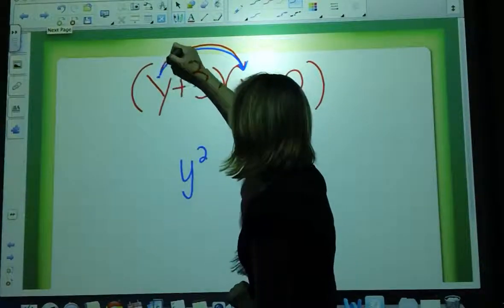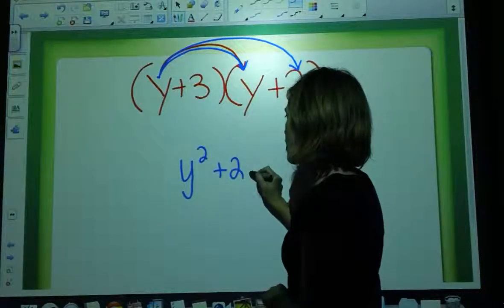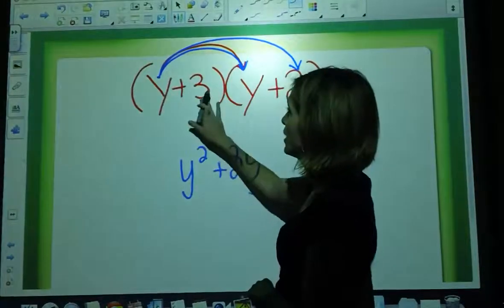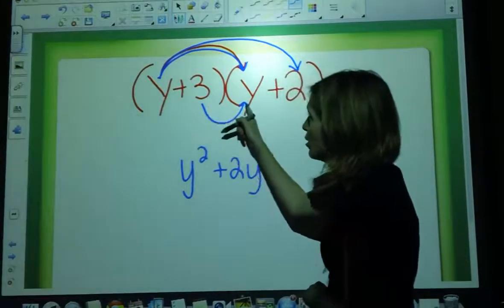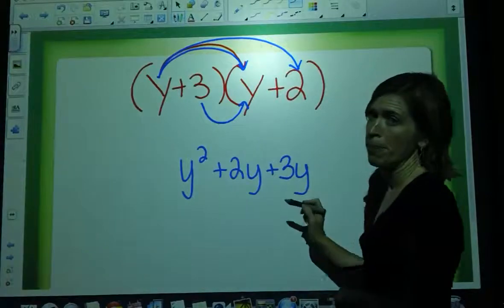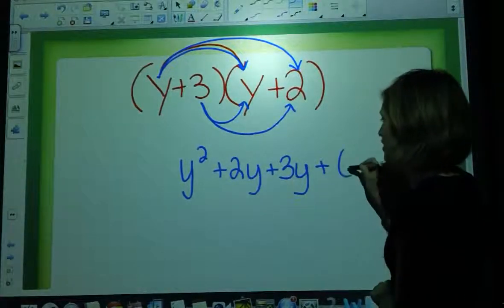Then you have to multiply the y to the 2, okay? So plus 2y. All right, you've done everything that you can do with the y. Now you move on to the 3. 3 times y, now I'm going under so I don't get confused with my arrows, gives me positive 3y. Then 3 times 2 gives me 6.